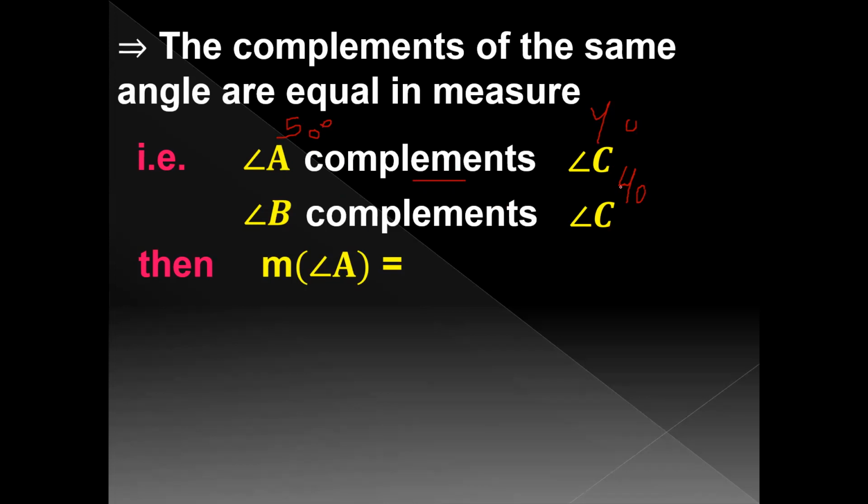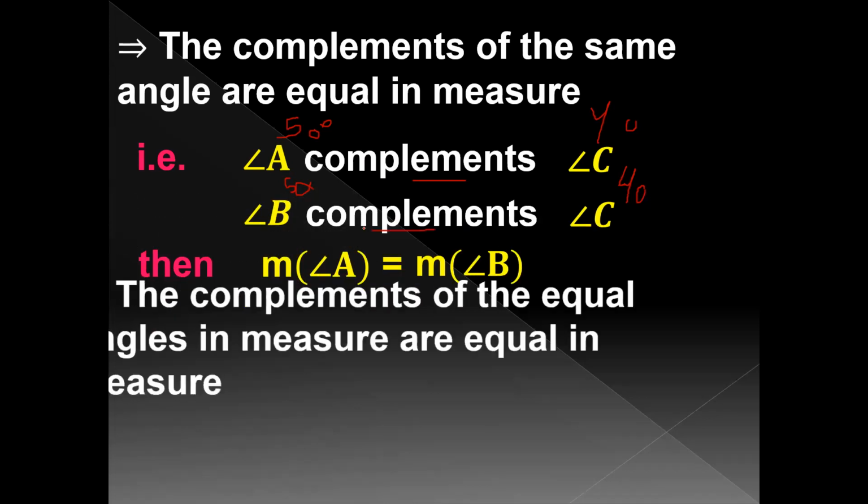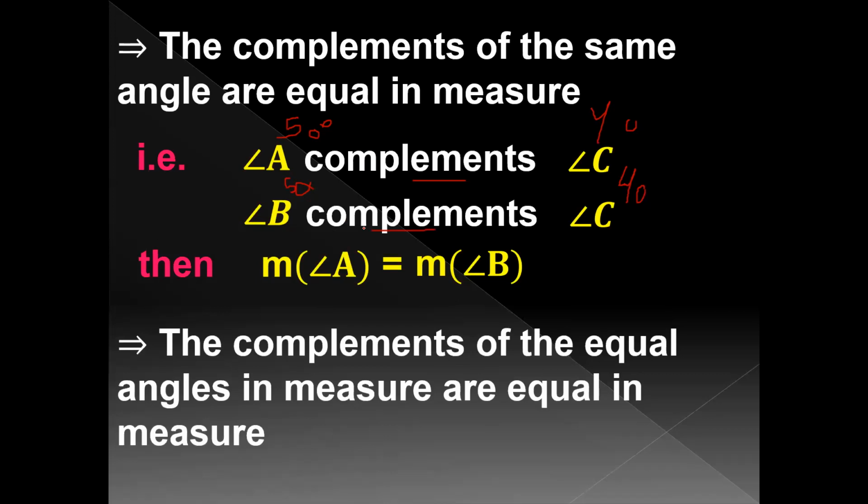And vice versa, if angle C is 40 and it's complementary to angle B, angle B will be 50 degrees. We find that angle A equals angle B in measure. So we can say that the complements of the same angle are equal in measure. And the complements of equal angles in measure are equal in measure.